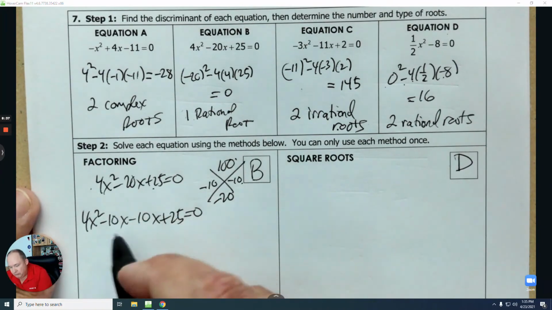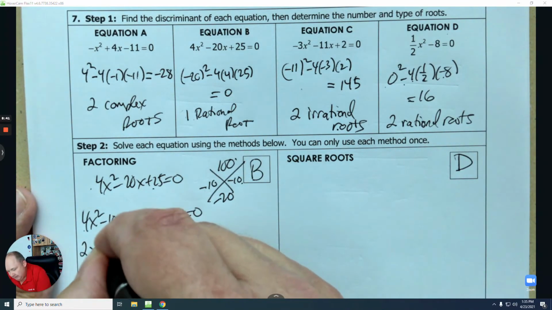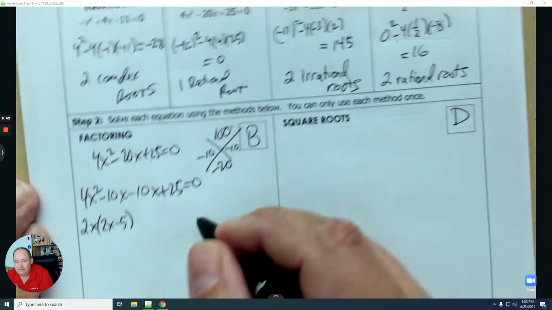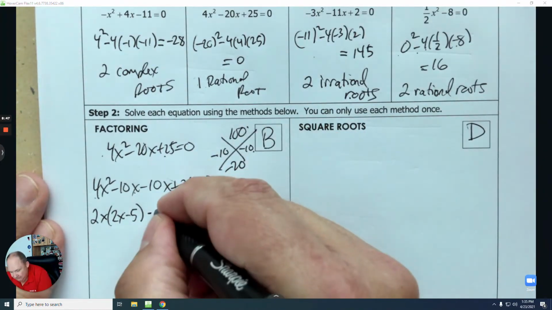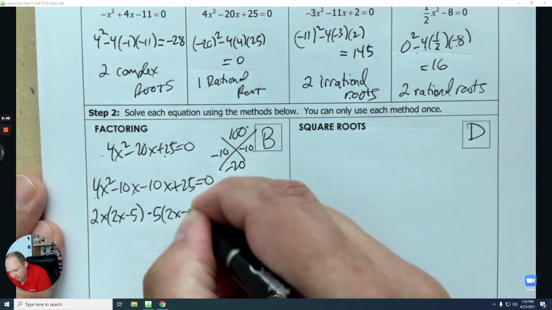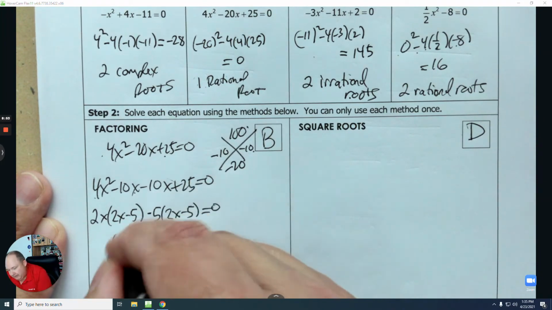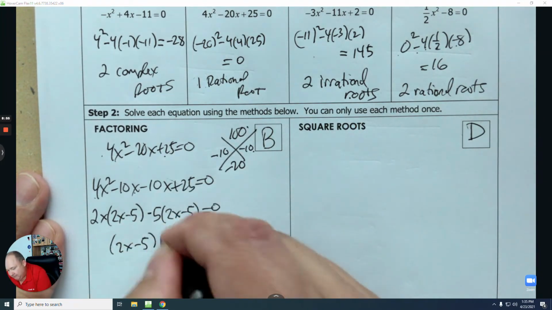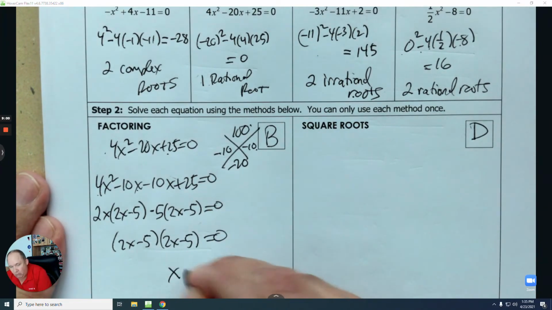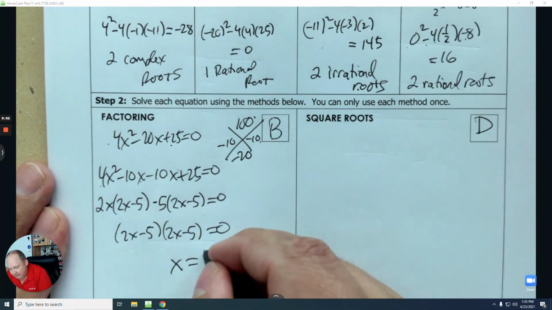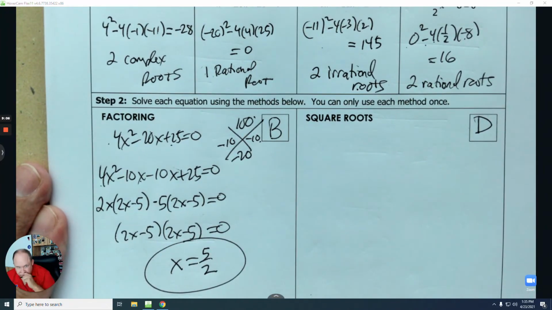Then factor by grouping. So the first two, I'm going to factor out a 2x. I'm left with 2x subtract 5. The next two, I'm going to factor out a negative 5. And I have 2x subtract 5 left over. So we have 2x subtract 5, 2x subtract 5. We could write it squared to recognize there's only one solution. Add 5 and divide by 2, and you have your one answer.